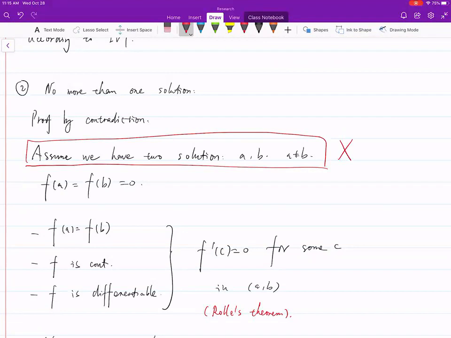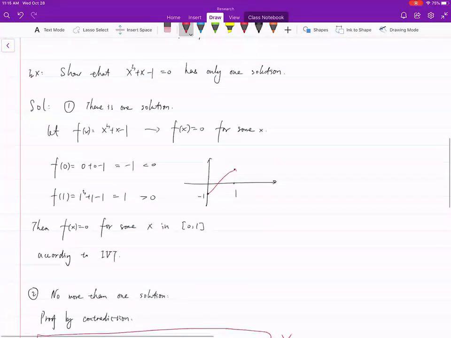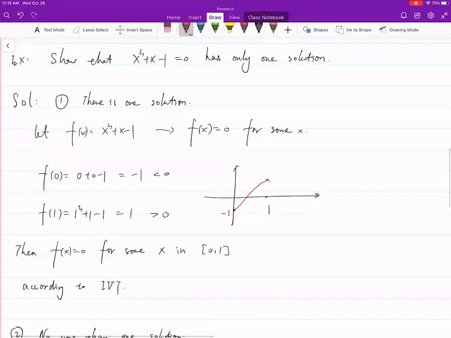Sounds good? Okay, so we used Rolle's theorem. Somehow we proved some equation has no more than 1 solution. Okay, and it has 1. Is it useful? Well, kind of.